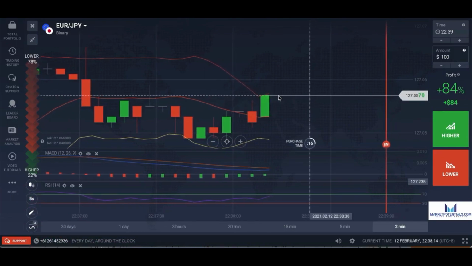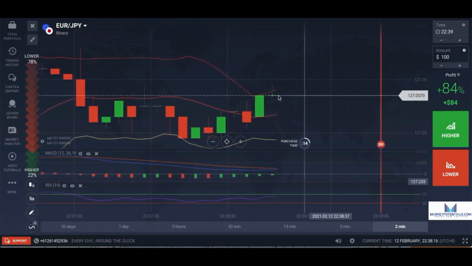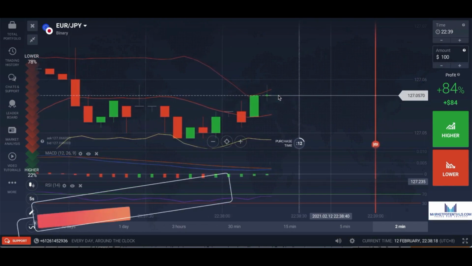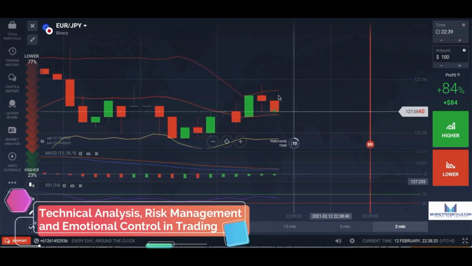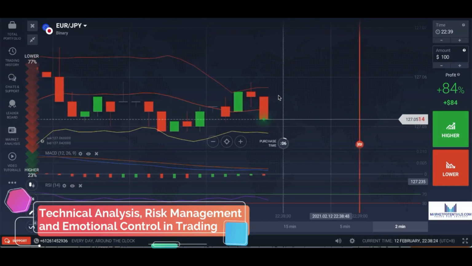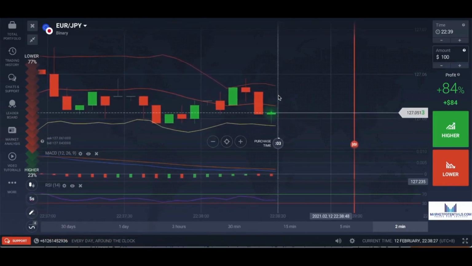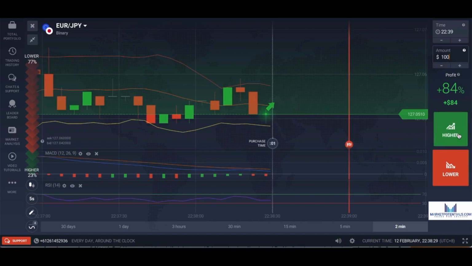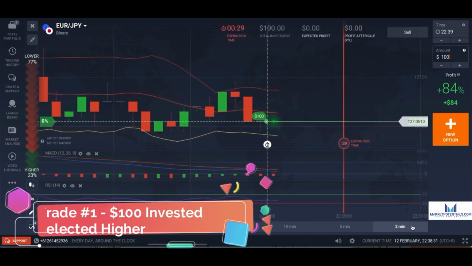So guys, the first thing you want to do is obviously get an understanding of how technical analysis works, a little bit about risk management, and also understanding your own emotions, greed, what you feel when you feel like you're going to lose money, that kind of stuff. All of that stuff is very, very important.